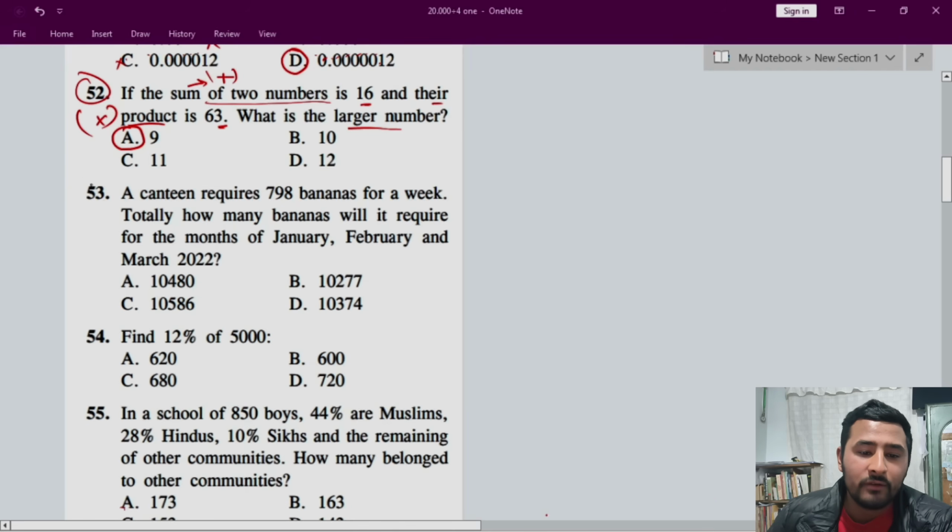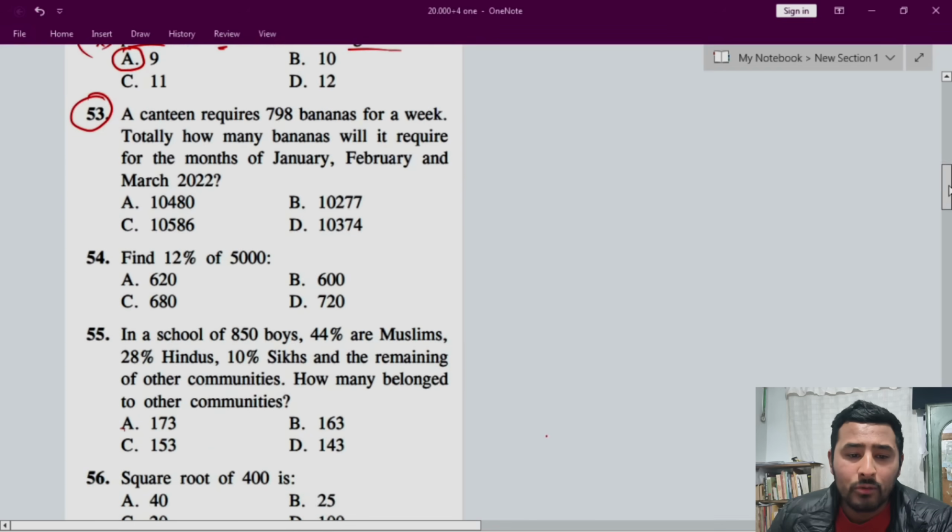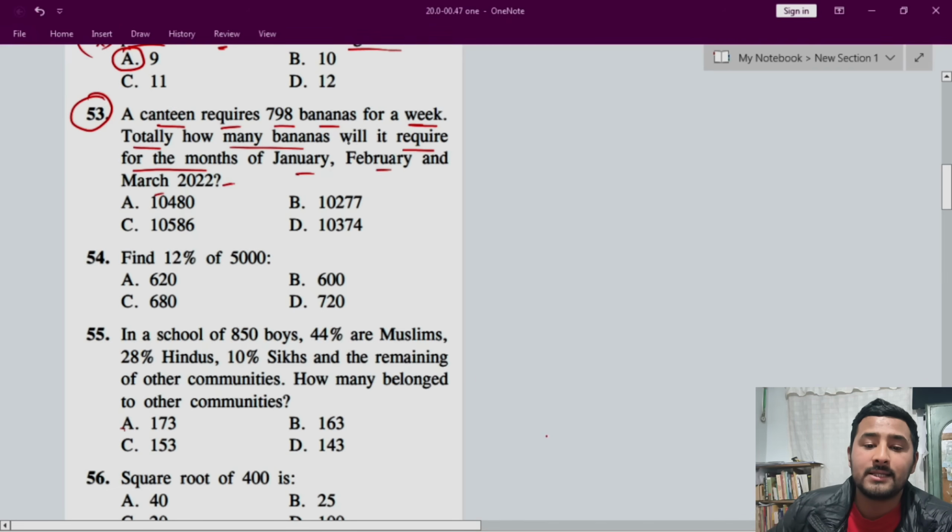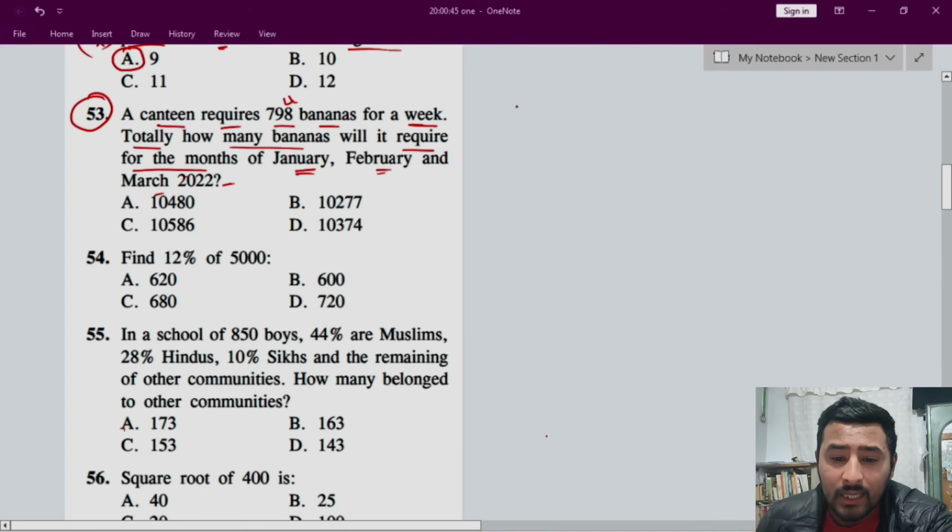It is question number 53. A canteen requires 798 bananas for a week. Now, totally how many bananas will it require for the months of January, February and March of 2022? So what they are saying is, for 1 week they are taking 798 bananas. And what we have to find is the requirement for these 3 months, January, February and March. This is a bit tricky, you have to remember. Let's see how you will do it.